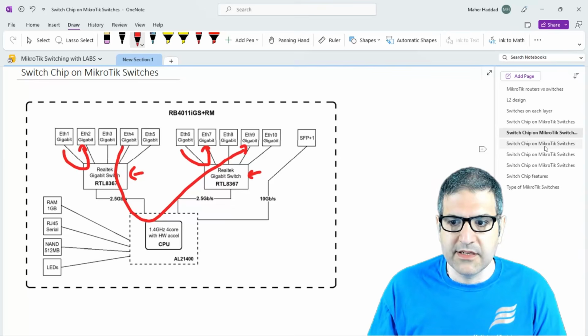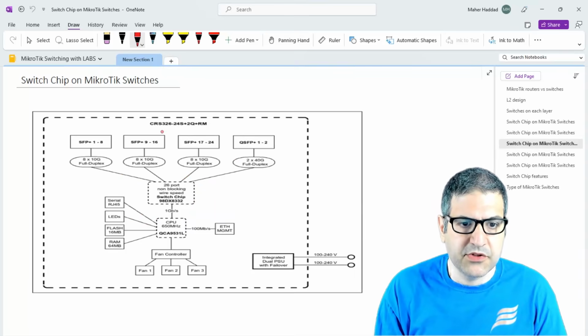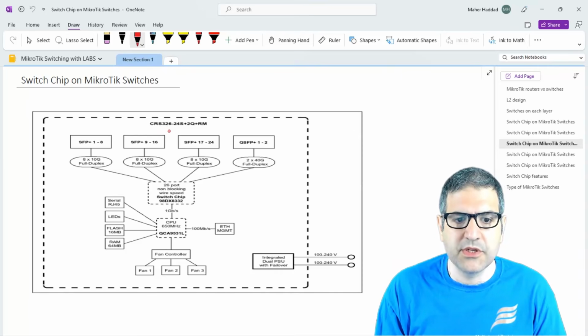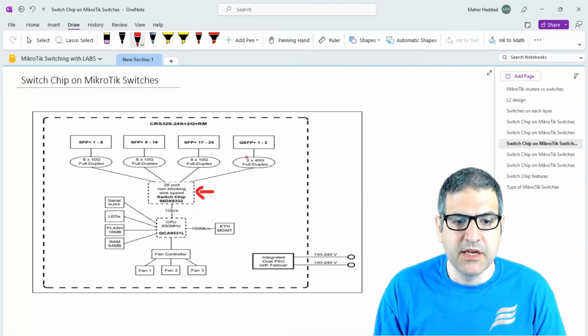Okay, let's take another example also. This is an example for the CRS326, so that's a 300 series switch, and we can see we do have here a switch chip, and all the ports are connected to it, so 26 ports. We have SFP, SFP, SFP, and this is QSFP+. So all of those are connected to the switch chip.